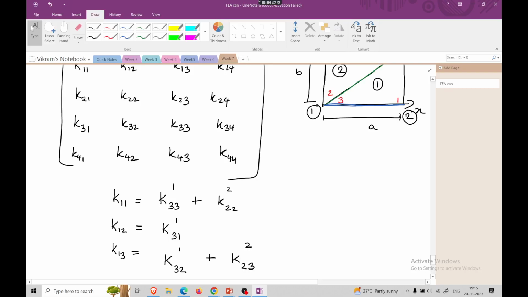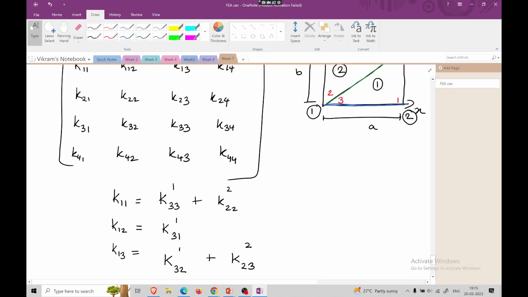K33. K22 at the first element, K33 at the second. Yes. K34. K31 at the second element. Okay, I'll write here.